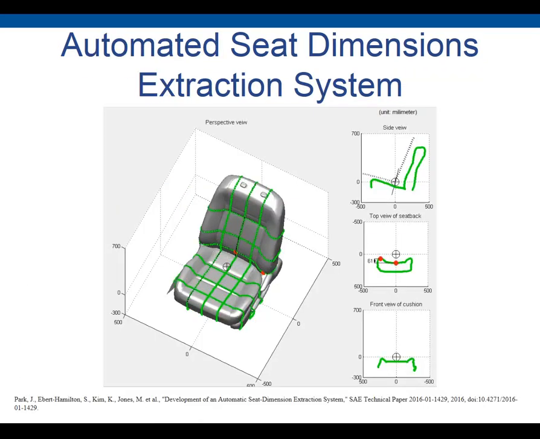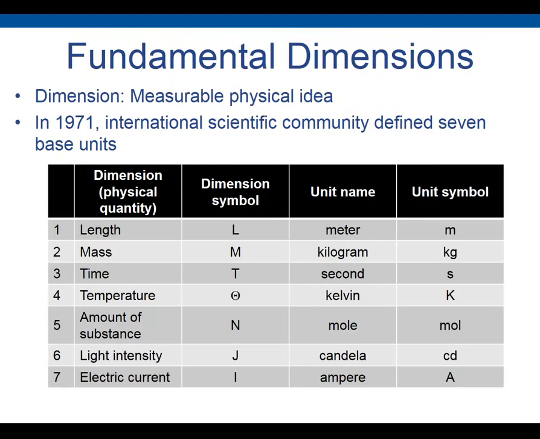Okay, so this is the system that I developed when I was in Michigan. This one was published in an SAE technical paper. As you can see, the red points indicate landmarks to measure the width, length, height, or even radius. This process is done automatically, so we can reduce the extraction time enormously. Alright, that was the research, but I want to talk about dimensions.